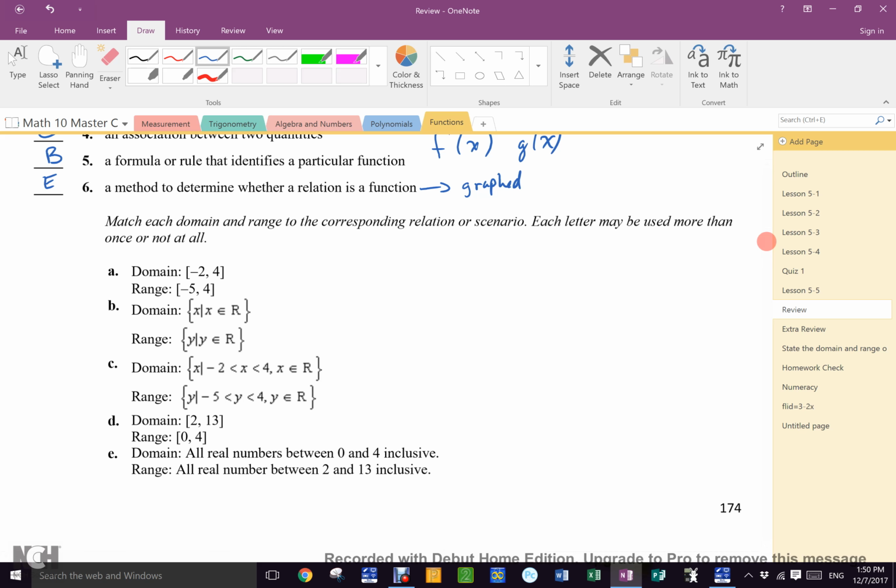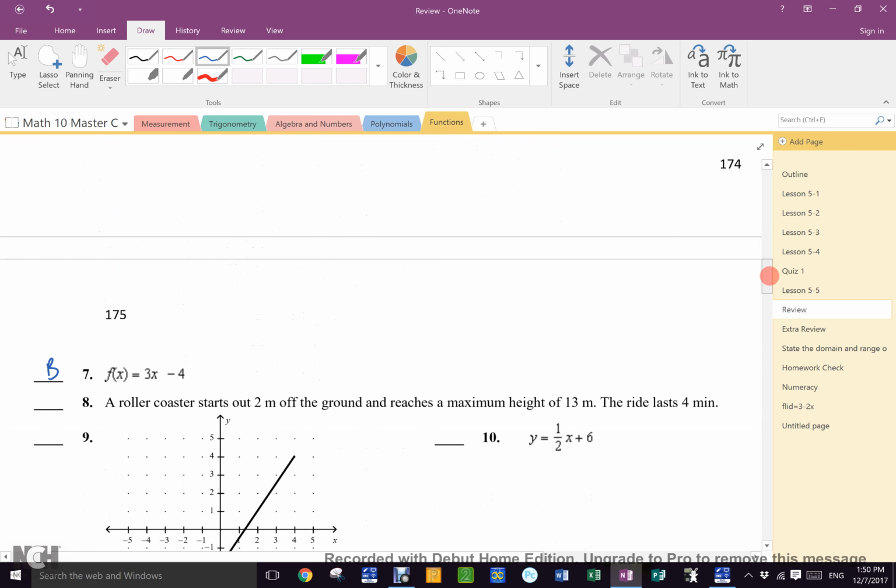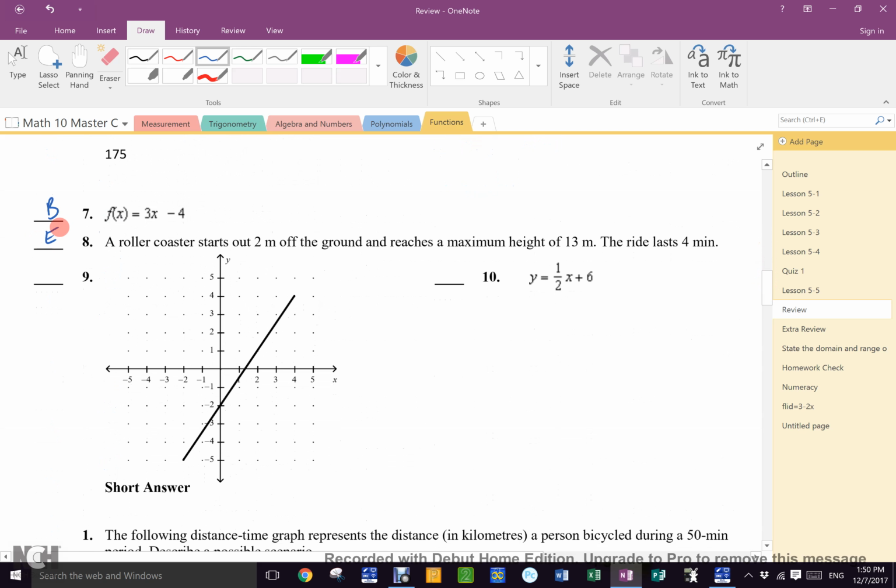Look closely, the domain is 2 to 13. It's got the right numbers, but it's not in the right spot, is it? The range is 2 to 13. So it's E. Number 9.